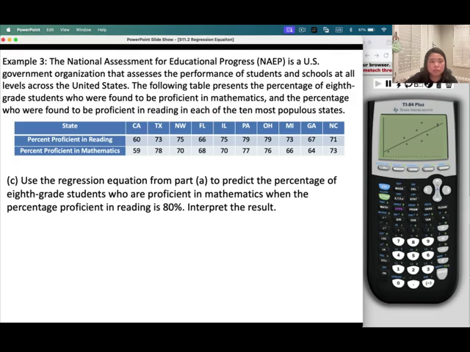Okay, C. Use the regression equation from Part A to predict the percentage of 8th grade students who are proficient in mathematics when the percentage proficient in reading is 80%. Interpret the result. So the given x is going to be 80%. Find out what is the predicted value of y. Plug in x equal to 80.